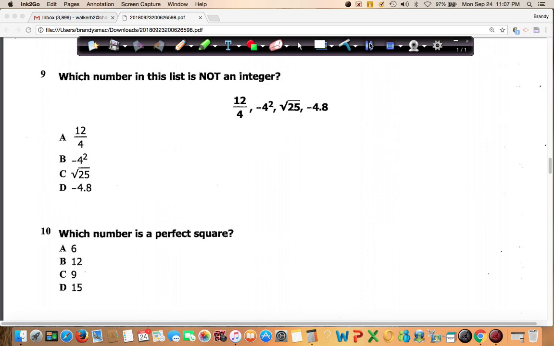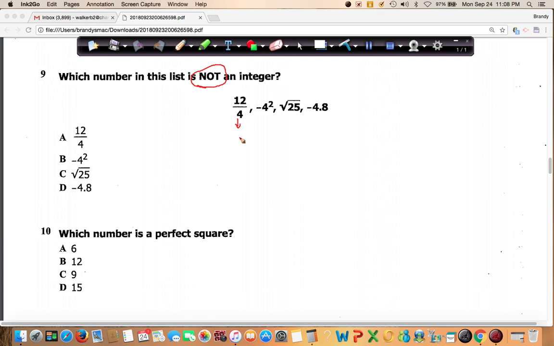Number 9. Which number in this list is not an integer? 12/4, -4 squared, the square root of 25, or -4.8. Here's your key. Look at that. And yes, it is nice and bold and capitalized and everything else. It is not an integer. That means 3 of these things are going to be a whole number that's either positive or negative. An integer cannot be a fraction or a decimal. Well, we have a fraction and a decimal, but you have to solve them.